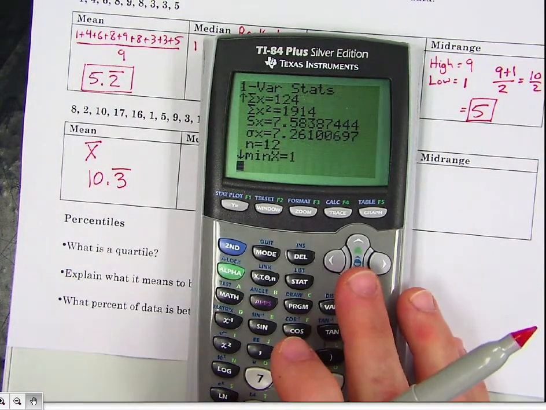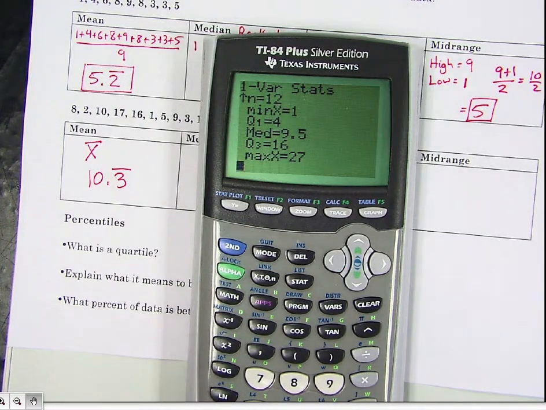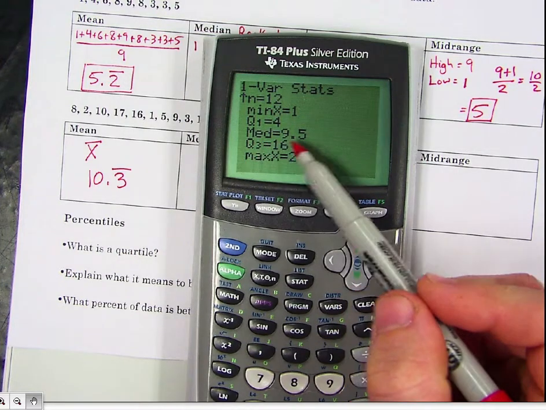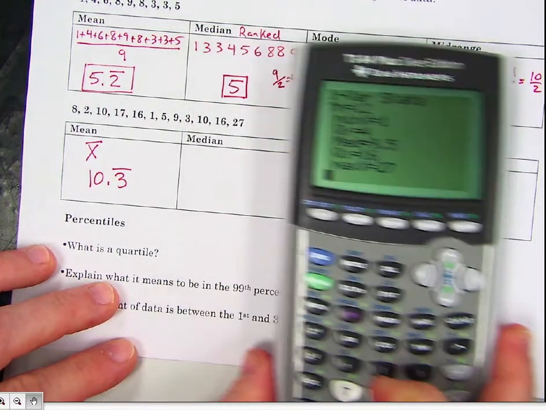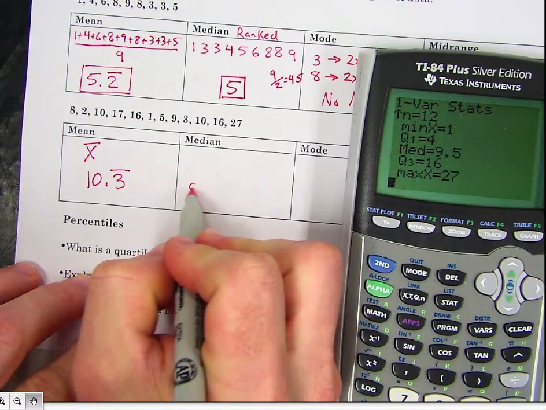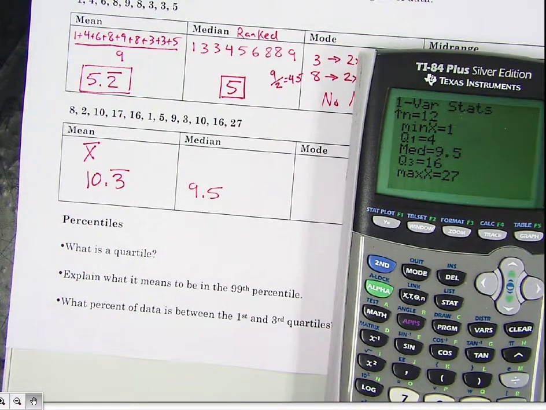If we keep scrolling down, we get a few other pieces of data. We have min x is 1, Q1 is 4, Med is 9.5, Q3 is 16, max x is 27. So when you look at this, these are the low, the high, and your three quartiles. So right here, your median is 9.5.